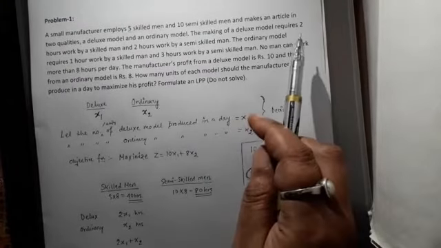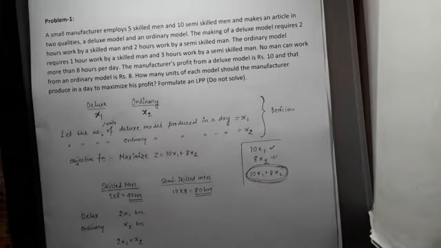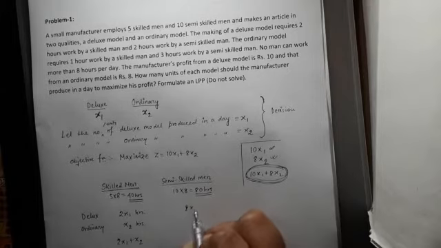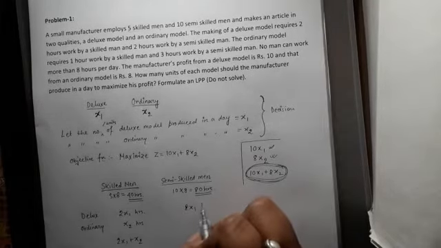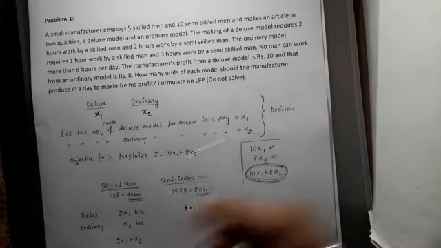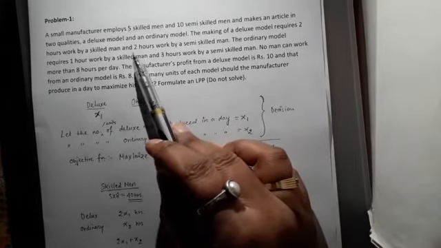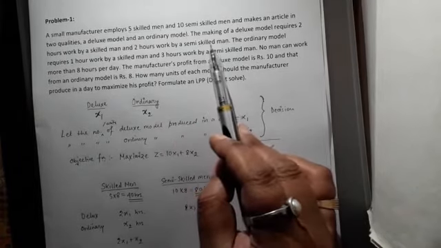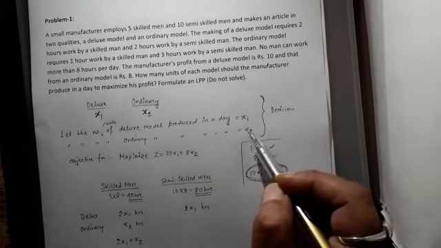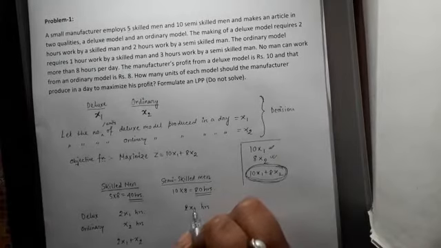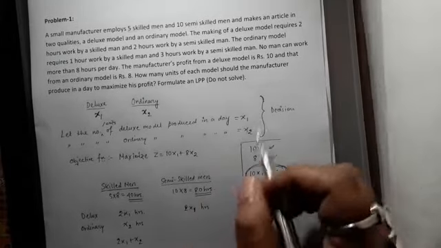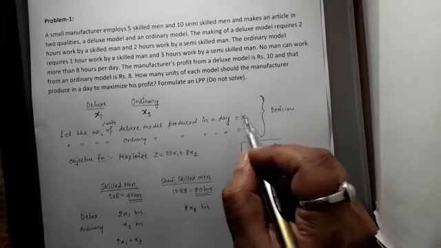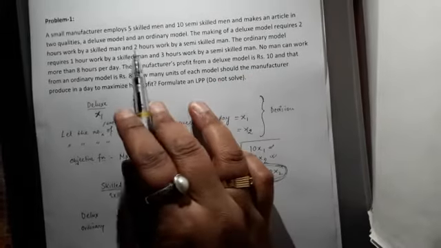For 1 unit of deluxe model requires 2 hours work by a semi-skilled man. So for x1 units of deluxe model you will require 2x1 hours by a semi-skilled man. So for 1 unit of ordinary model you need 2 hours work by a semi-skilled man. So for x2 units you are producing, you need 2x2 hours, 2x1. x1 is the number of units that we are producing. We are considering the deluxe model, so I got confused, I'm sorry.